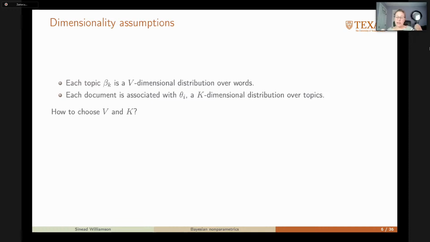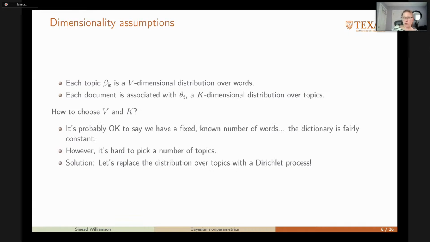Now, like all of the models that we saw at the beginning of last time, latent Dirichlet allocation is making a number of dimensionality assumptions. So we have 2 collections of probability vectors. We have the distributions over words, which is a topic, and we have the distribution over topics for each document. And for both of those we've had to choose a size, right? The size of the topic and the number of topics. And then the question becomes, how do we choose them?